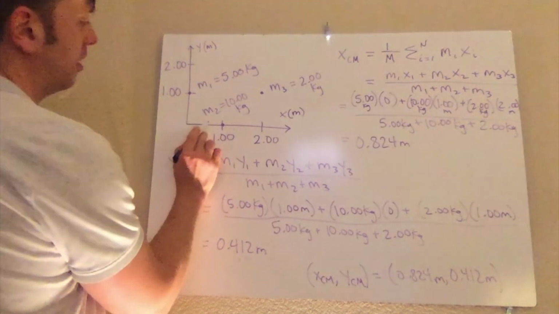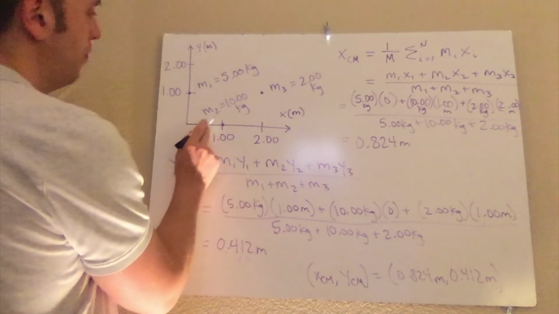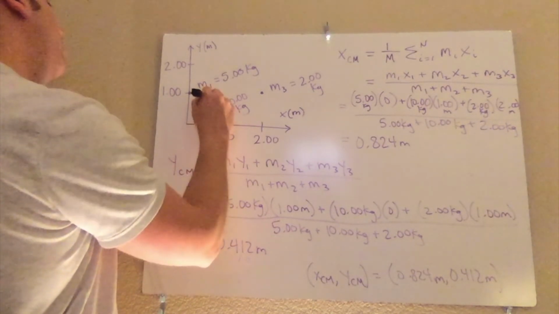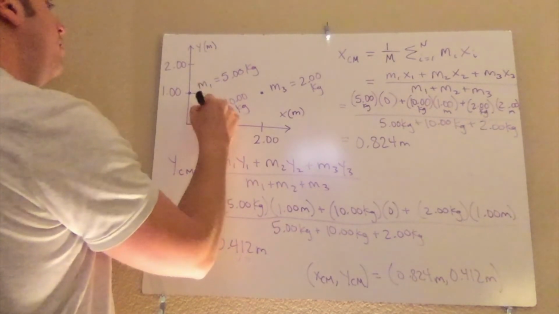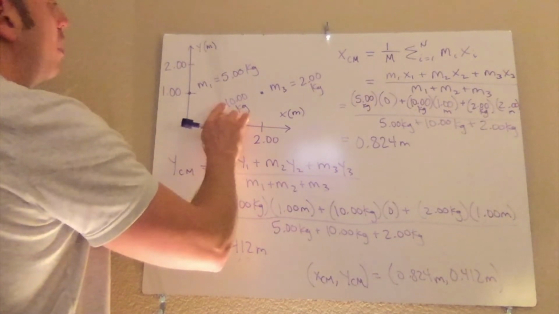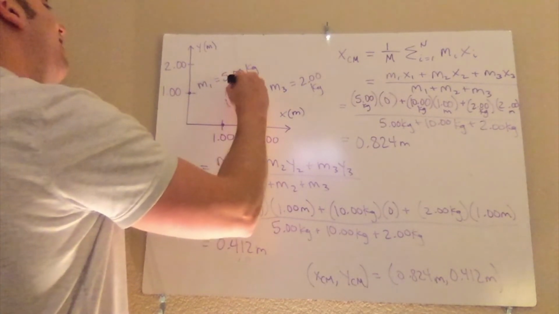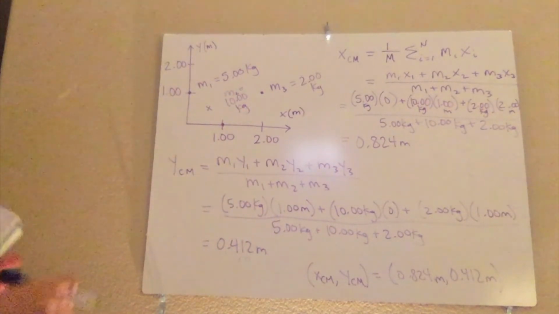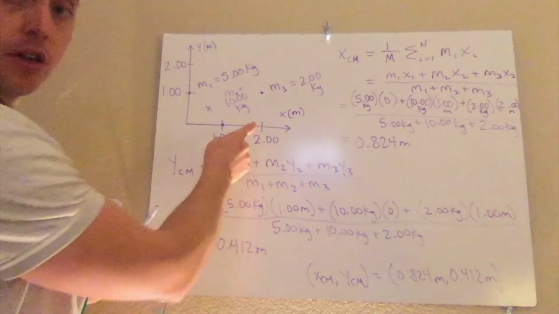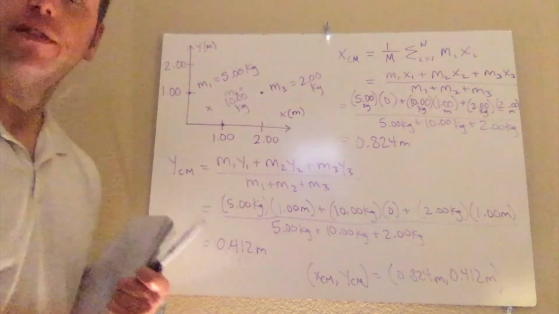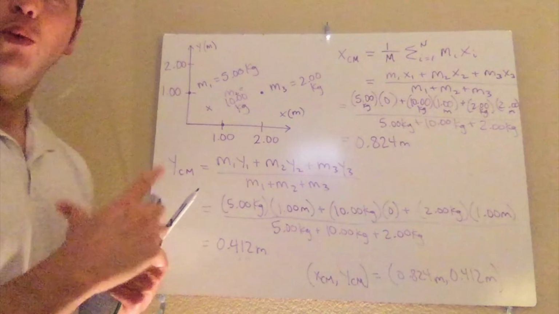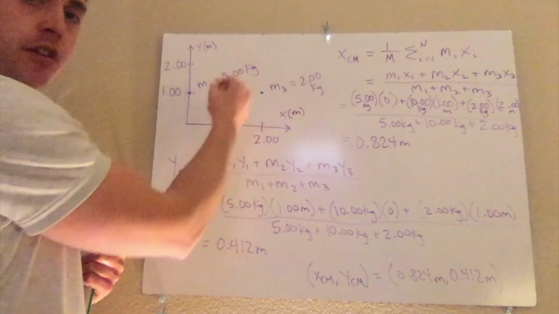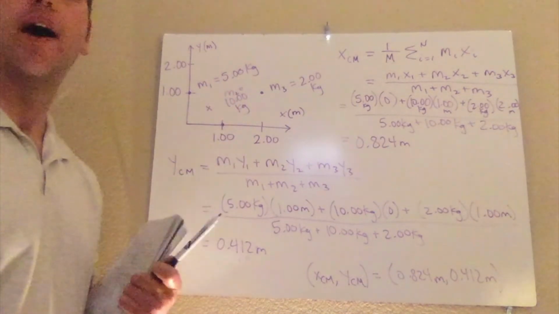So my x coordinate is a little less than 1. My y coordinate is a little less than a half. So if I put an x where the center of mass is, it's actually right where I wrote M2. It's roughly over here somewhere. Now notice that it's a lot closer to the bigger masses than the smaller mass. That's how this works. Okay? It's a weighted average. If something has more mass, it counts more, and the center of mass is closer to those more massive objects. Okay?